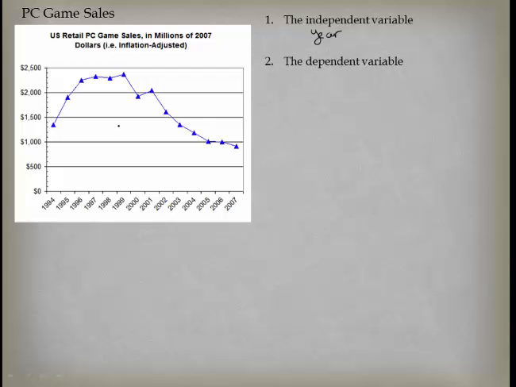Our dependent variable is going to be the amount of sales, because the amount of sales depend on what year we're selecting. Our domain is going to be 1994 through 2007.